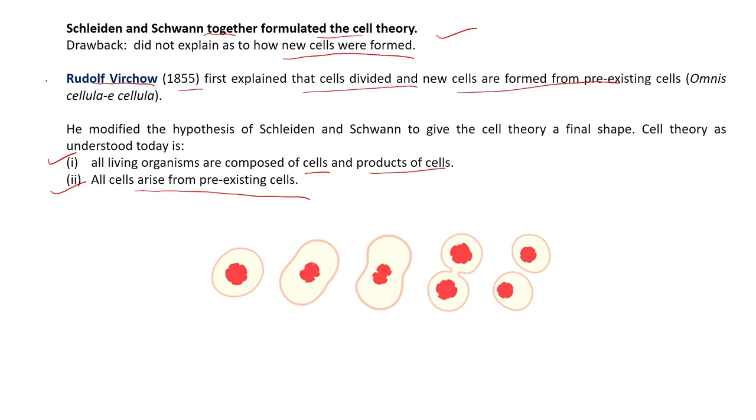So Rudolf Virchow just included this part in the existing theory of Schleiden and Schwann, which said that all organisms are composed of cells and products of cells. Here in this figure you can see a pre-existing cell, and now it is getting divided and giving two cells. So all cells are made from pre-existing cells.